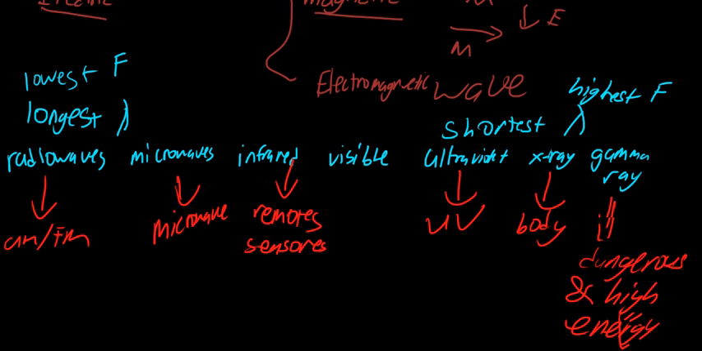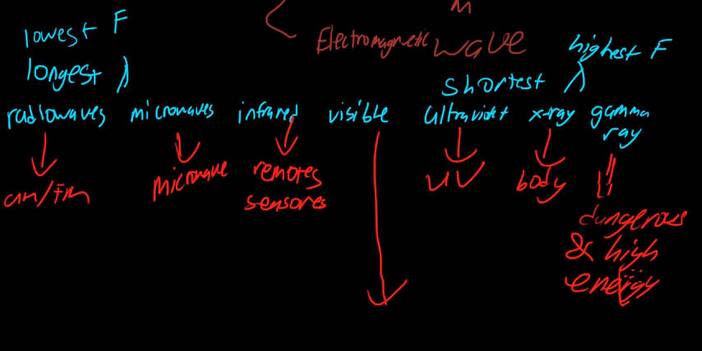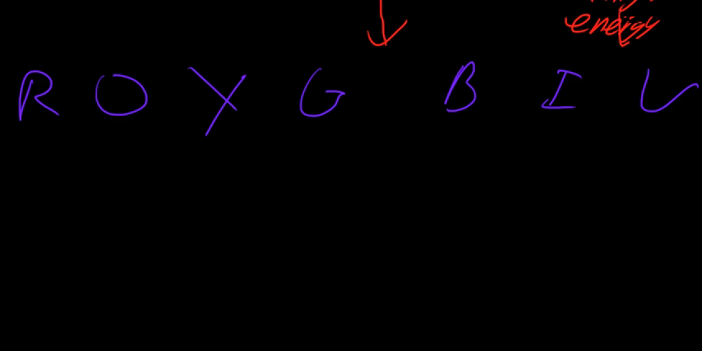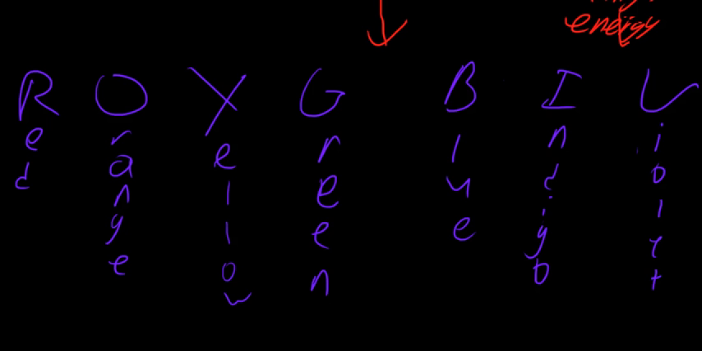Now, I said I'm going to come back to the visible light spectrum. That's because the visible light spectrum has its own special spectrum. You might have heard this famous person's name: Roy G. Biv. This is actually the visible light spectrum. This stands for red, orange, yellow, green, blue, indigo, and violet. The visible light spectrum.